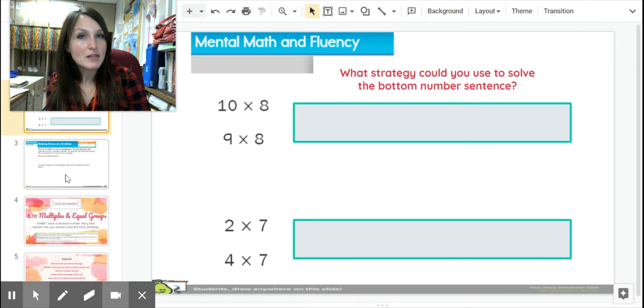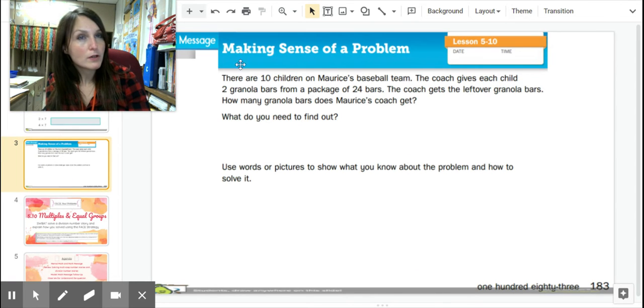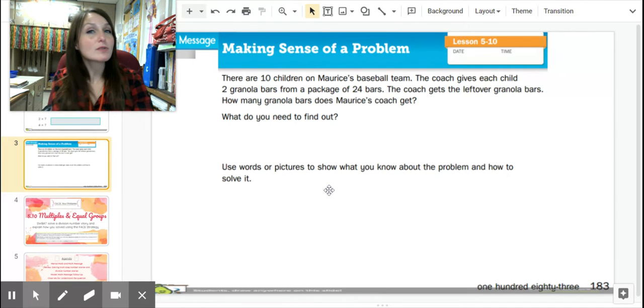Then this is going to be what I'm going to be modeling for your math message. I'm going to come back and model this, and this is going to be using those equal groups and multiples. So this says there are 10 children on Maurice's baseball team. The coach gives each child 2 granola bars from a package of 24 bars. The coach gets the leftover granola bars. How many granola bars does Maurice's coach get?